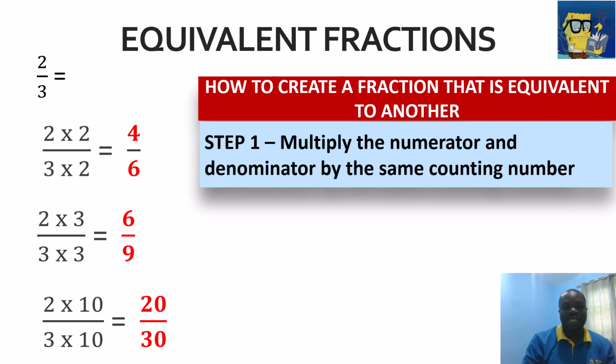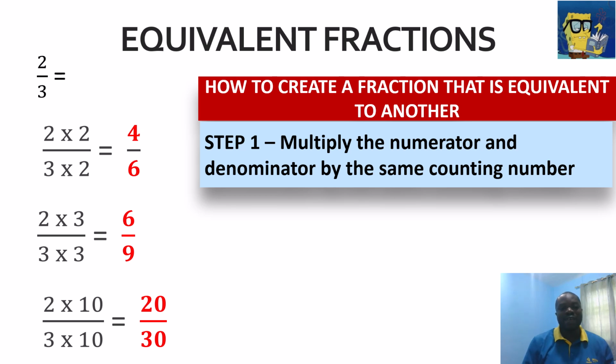In our first example, we've been given 2 out of 3. So we want to find fractions which are equivalent or equal to 2 out of 3. The step says multiply the numerator and denominator by the same counting number. So in our first scenario, 2 times 2 is 4, and then the denominator times 2 as well, 3 times 2 is 6. So that means that 4 out of 6 is equivalent to 2 out of 3.